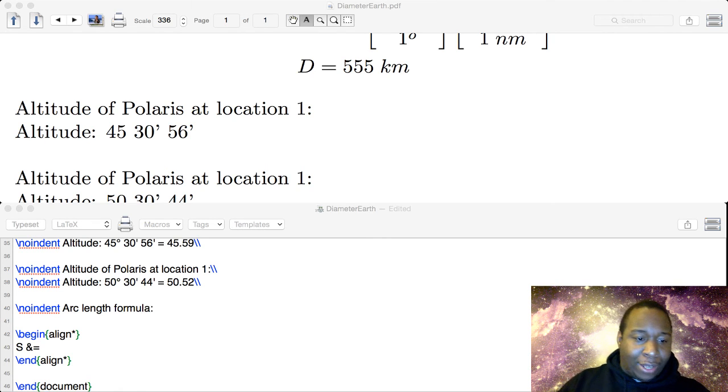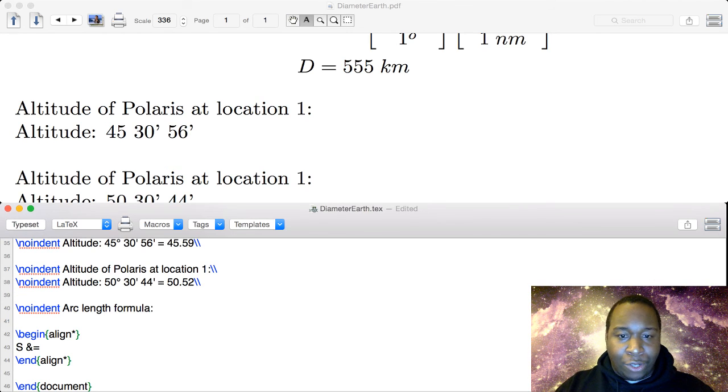Oh, thank you for showing the calculation for how you did that. That conversion from degree, minute, seconds to decimal degrees.